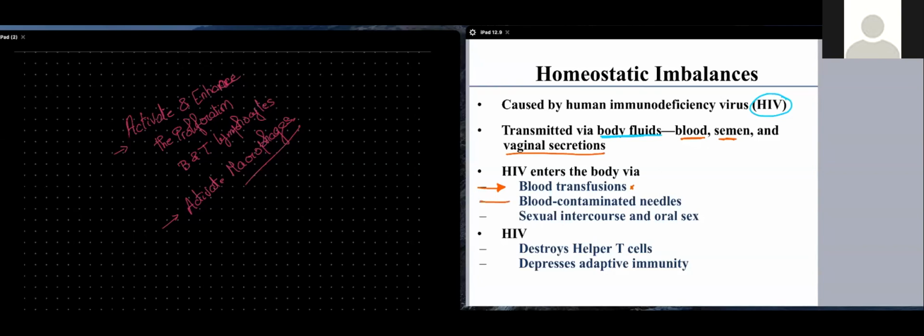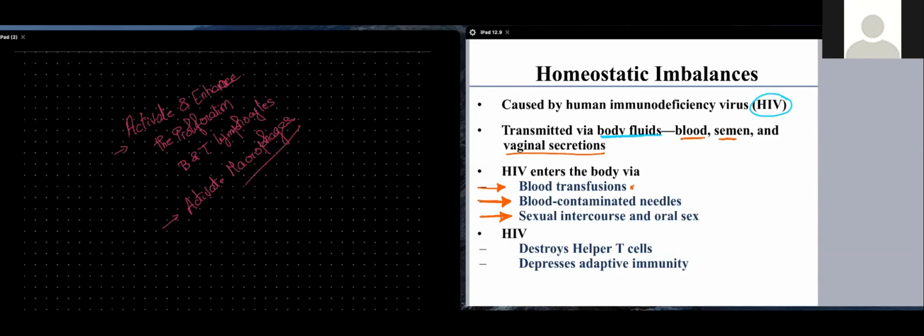Blood contaminated needles, and this explains why AIDS is common in drug addicts. Because drug addicts, if they don't have access to needles, will be taking the drugs sharing the same needle. So this can cause the transmission of the infection between the different members of this group. Sexual intercourse as well as oral sex, all this can cause the transmission of HIV.